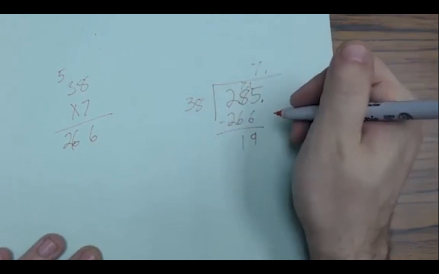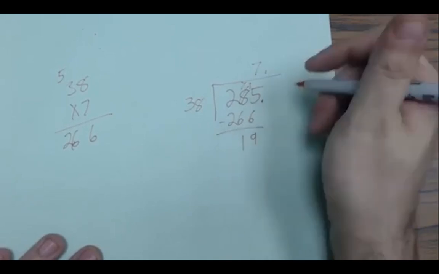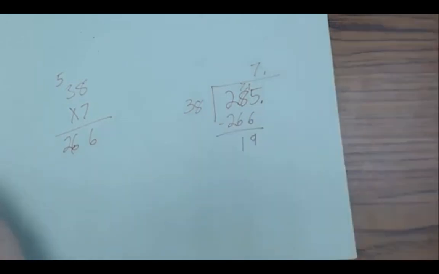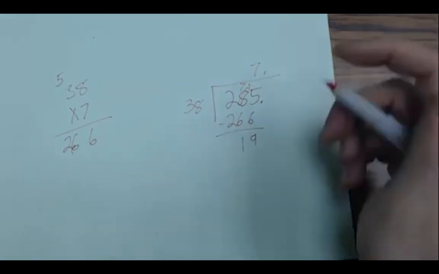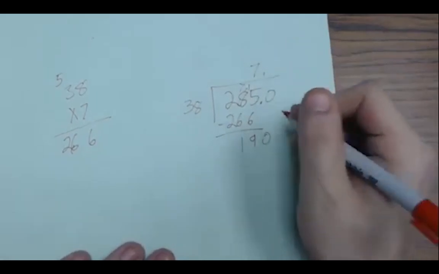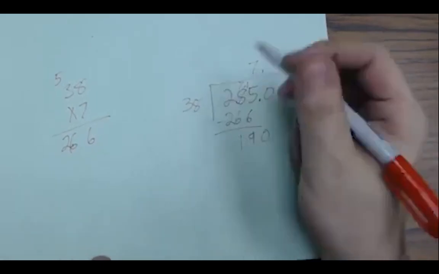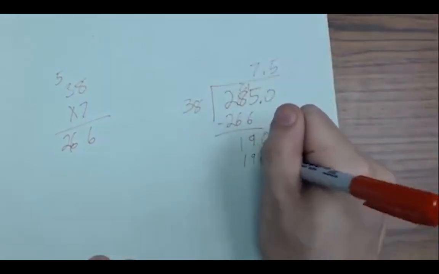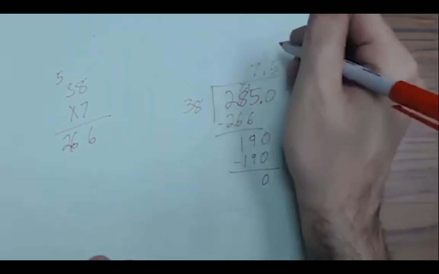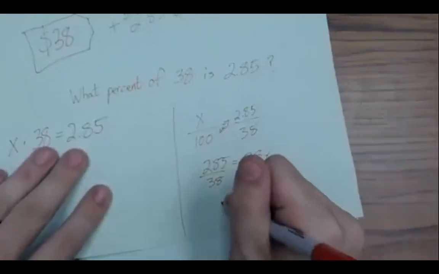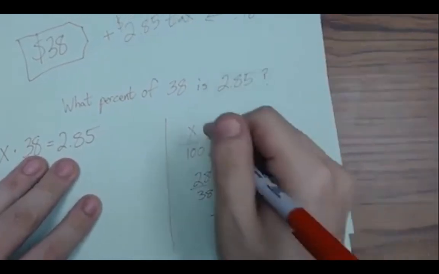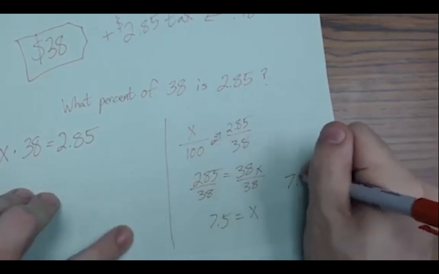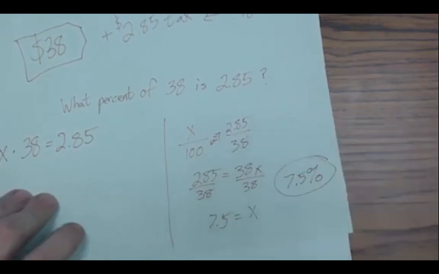We get a remainder of 19. Give ourselves a 0, bring it down. 38 times 5 is 190 evenly. So 7.5 is x. So that means, since that is the percent number here, 7.5 over 100, it's straight away 7.5% as the answer.